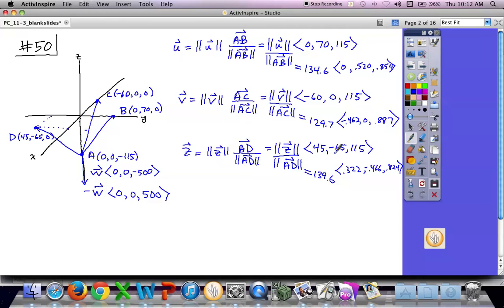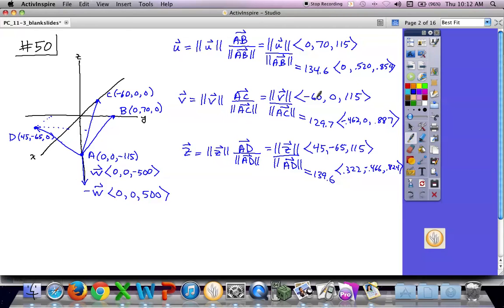Okay, let's check it out. So you're starting this point minus this point, negative 65 minus 0. Okay, remember it's terminal point minus initial point. Now every one of those, this AB had to be divided by the magnitude, which is the square root of this squared plus this squared. I just turned it into a decimal, I got 134.6.